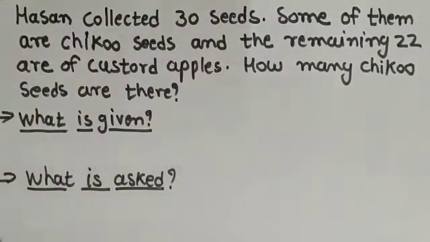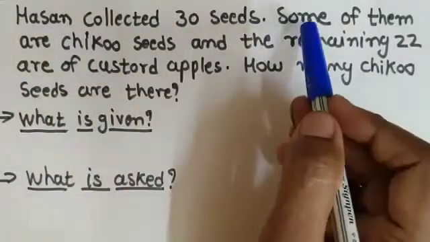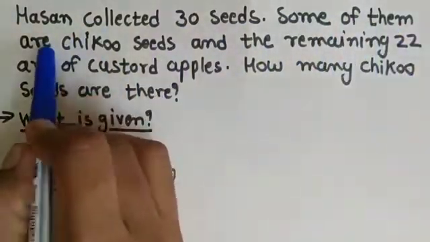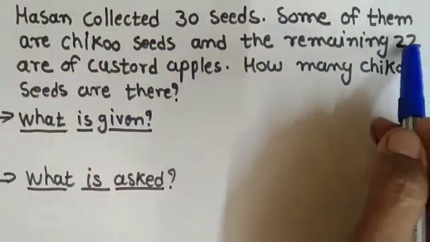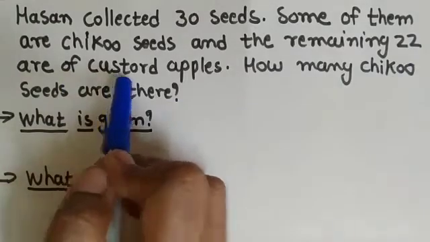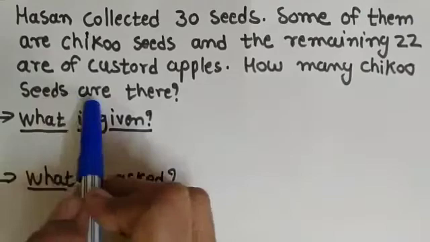Now here children, we have one more example of a word problem. Let's read it. Hassan collected 30 seeds. Some of them are chiku seeds and the remaining 22 are of custard apple. How many chiku seeds are there?